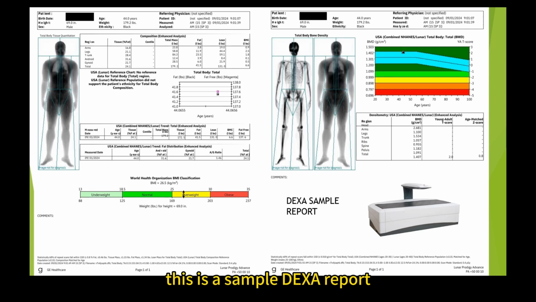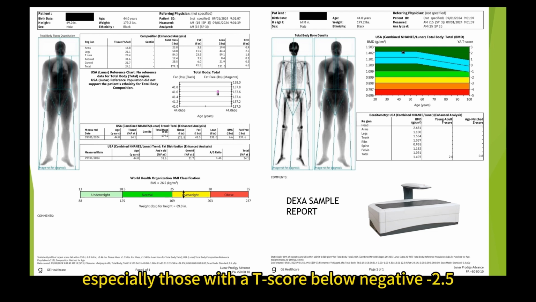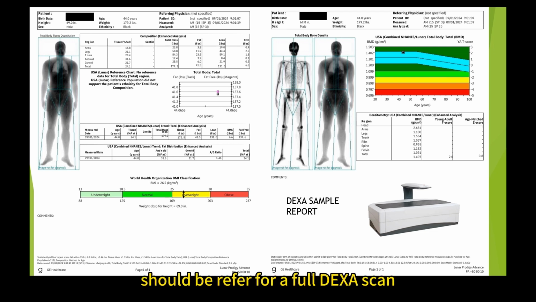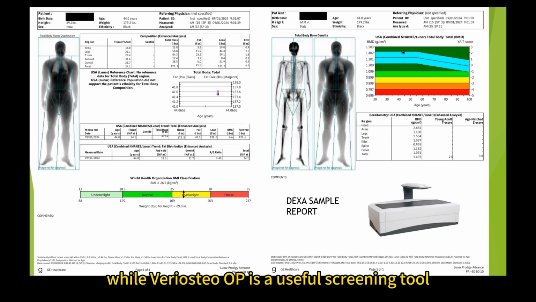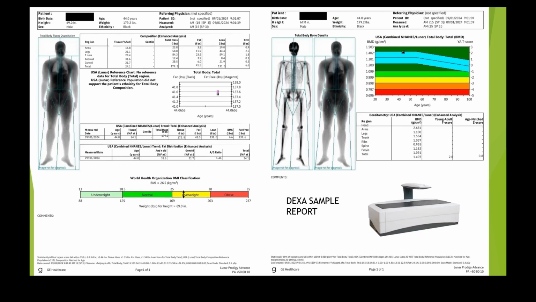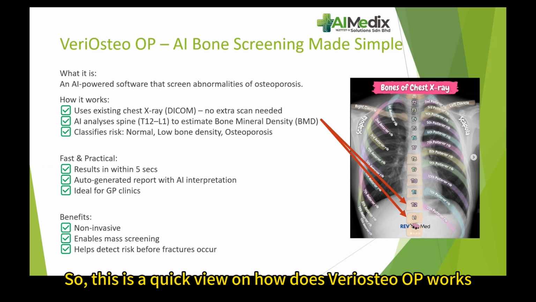This is a sample DEXA report. It helps us explain why a patient is flagged as at risk by Veriosteo. Especially those with a T-score below negative 2.5 should be referred for a full DEXA scan. While Veriosteo is a useful screening tool, DEXA scans the whole body and gives a more comprehensive gold standard diagnosis for osteoporosis. So this is a quick view on how Veriosteo works.